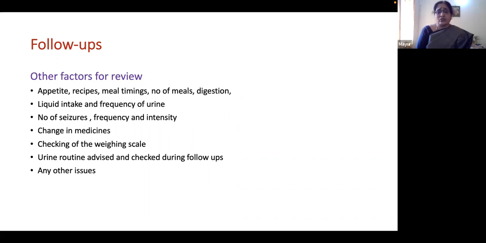For other issues, if they are very severe, like loose stools more than 10 times or watery stools, we tell them to visit their local pediatrician, but they have to explain that the child is on a ketogenic diet, and then connect them to our doctor also if required.